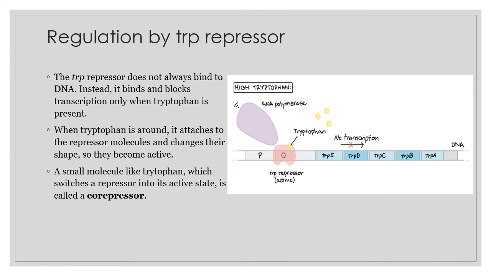Next is the regulation by the TRP repressor. The TRP repressor does not always bind to the DNA. Instead, it binds and blocks the transcription only when the tryptophan is present. When tryptophan is present, it attaches to the repressor molecules and changes their shape so they become active. A small molecule like tryptophan which switches a repressor into its active state is called a co-repressor.